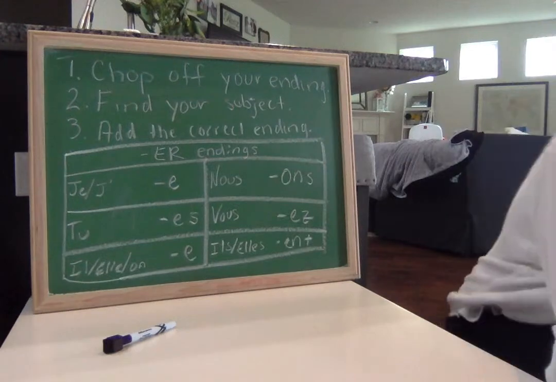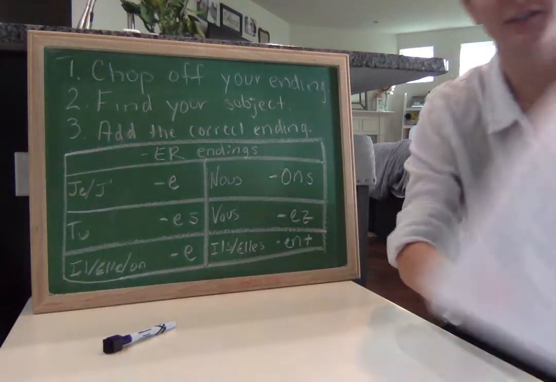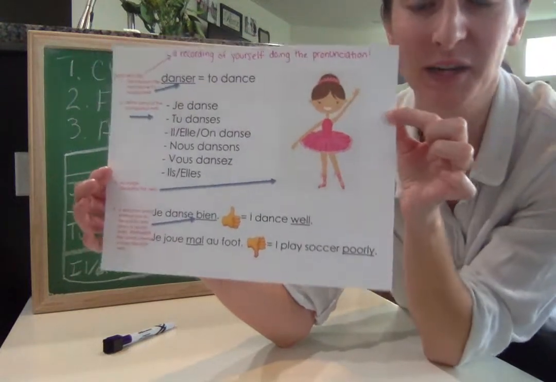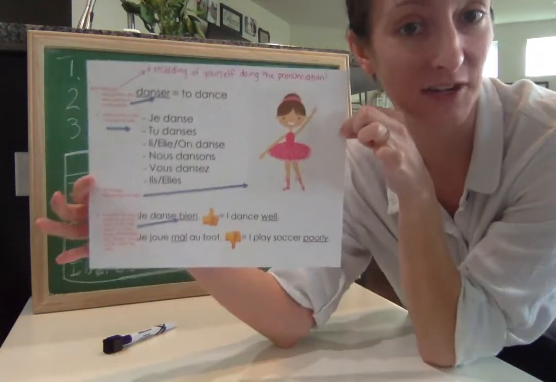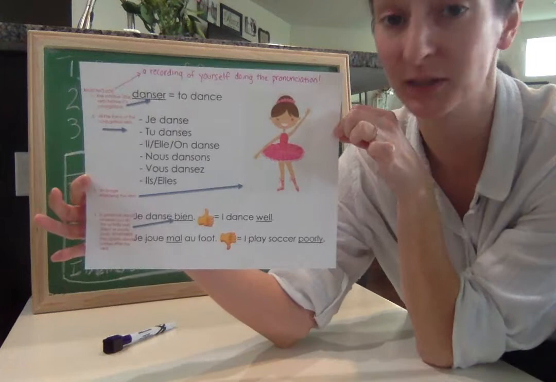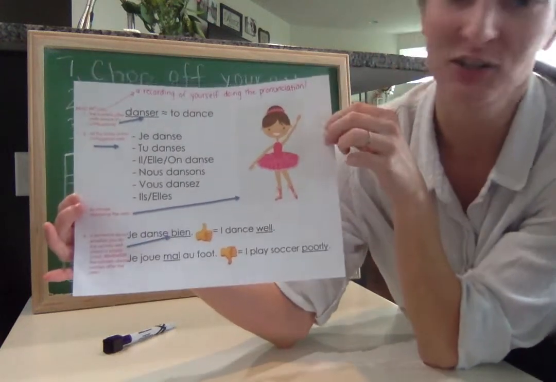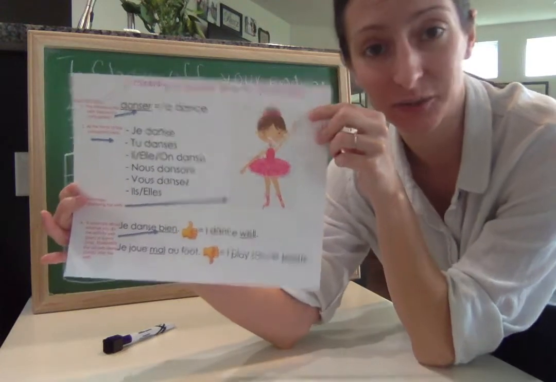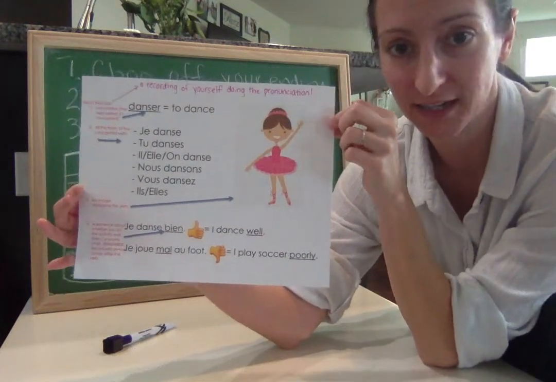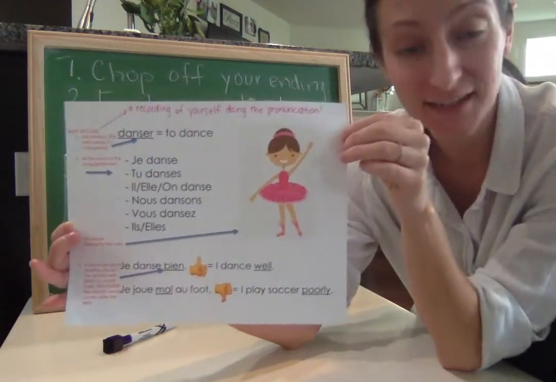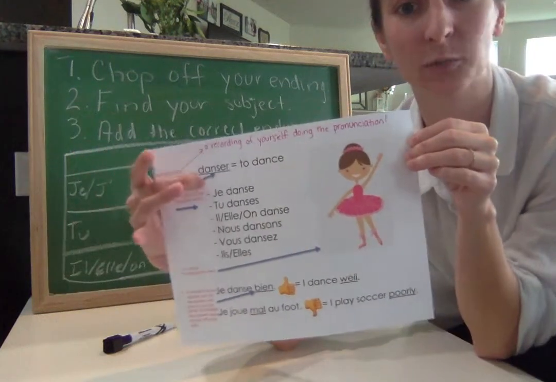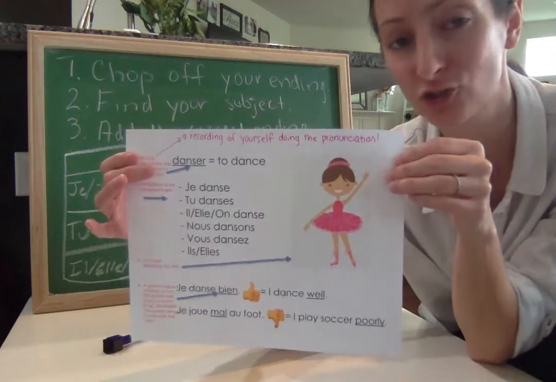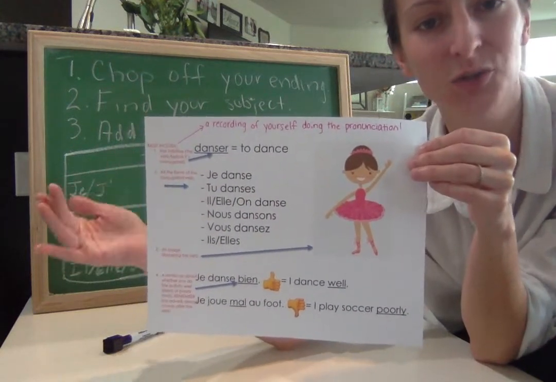Now, your assignment for today and tomorrow: you're going to make a cutesy little poster like this. You are going to choose an ER verb that we have learned, like chanter, jouer, parler, danser, any of the regular ones that we've learned from our activities, okay? And you're going to write the infinitive, still with that ER ending, at the top, and write what it means. So I chose danser, and it means to dance.